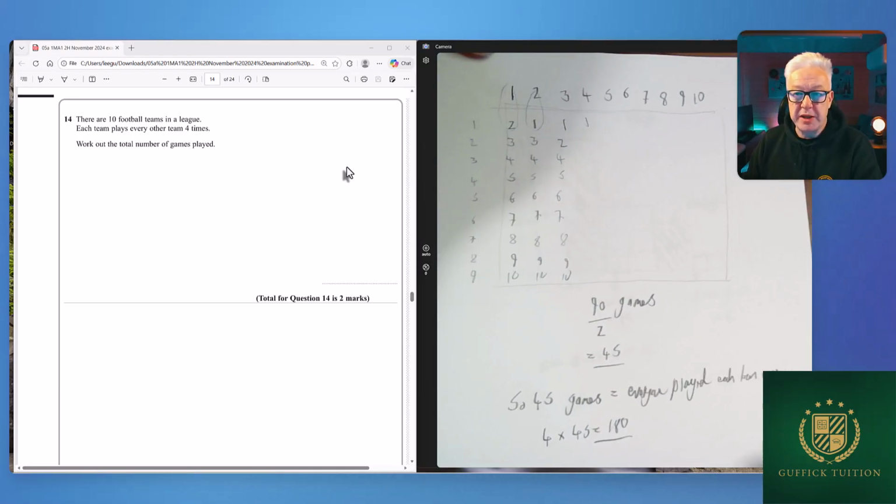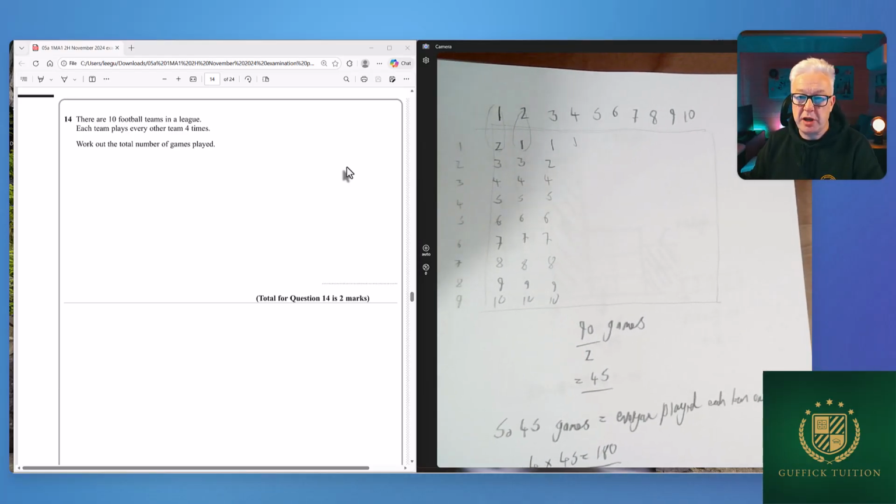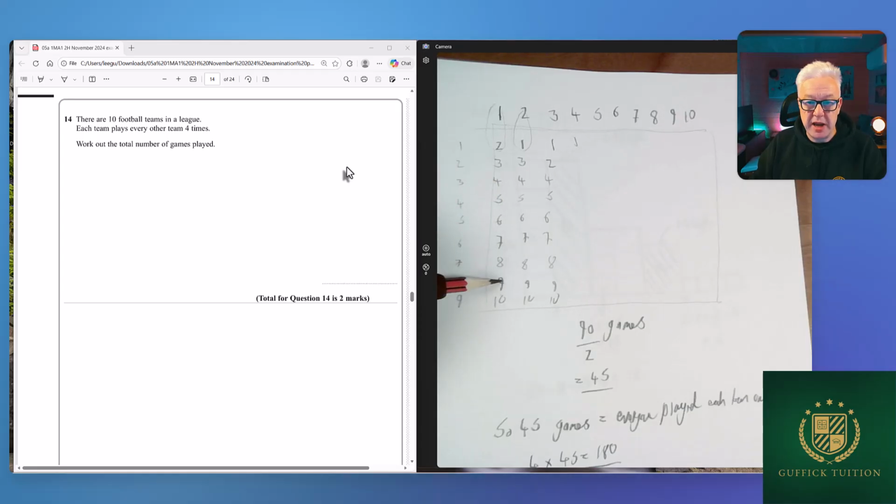So I'm going to break this down to its simplest consideration. Let's imagine you're in team 1. If you're going to play every other team, you're going to play team 2, team 3, 4, 5, 6, 7, 8, 9, and 10. So in order to have played every other team once, you need to have played 9 matches. So that's 9 matches for you to have played every other team once.